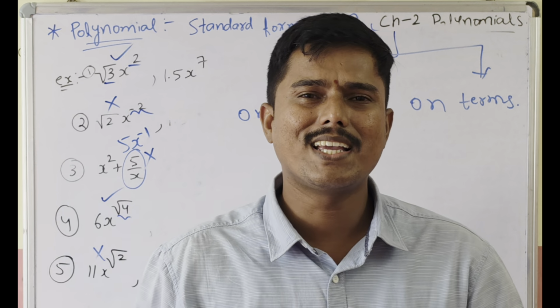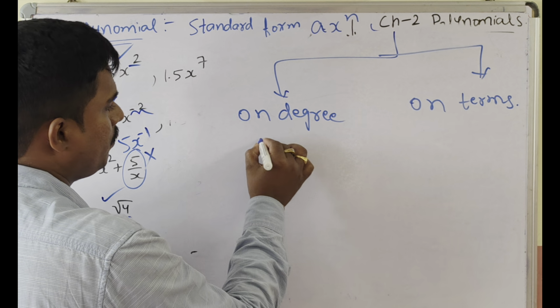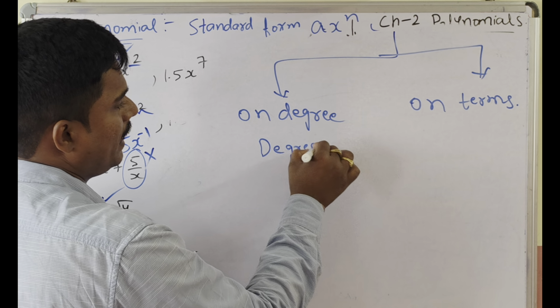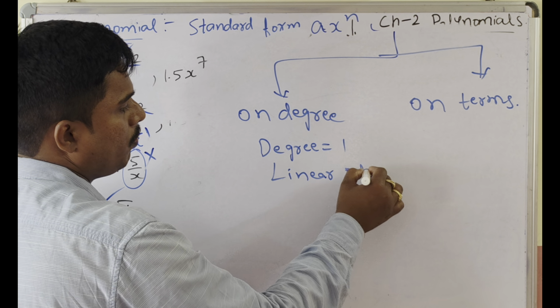So degree means the highest power. What does it mean by degree? The highest power. If degree is 1, it's called a linear polynomial.